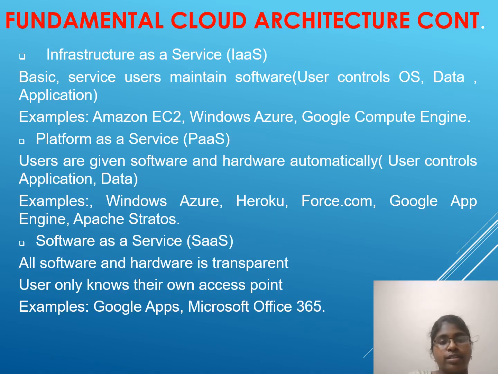Next, software as a service. What is software as a service? All software and hardware is transparent. The user only knows their own access point. Examples: Google Apps, Microsoft 365, Google Drive, and Gmail, which is an online email service, and Google Cloud Storage service. It provides a ready-to-use software application over the internet without installing anything.